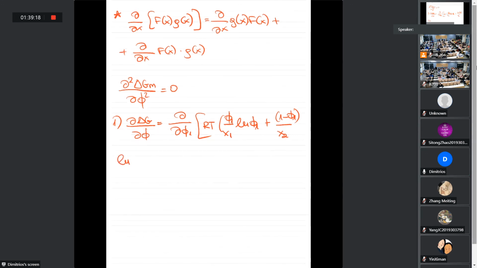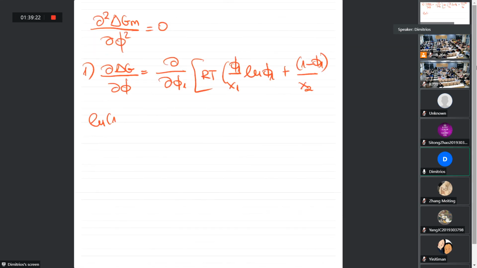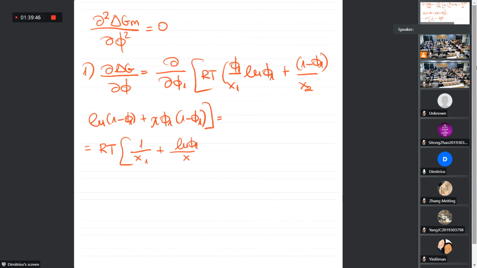Sorry, but I should have done this bigger. And then 1 minus f1 plus x. And that gives us this equation, which we need to derive again in order to take the second derivative.